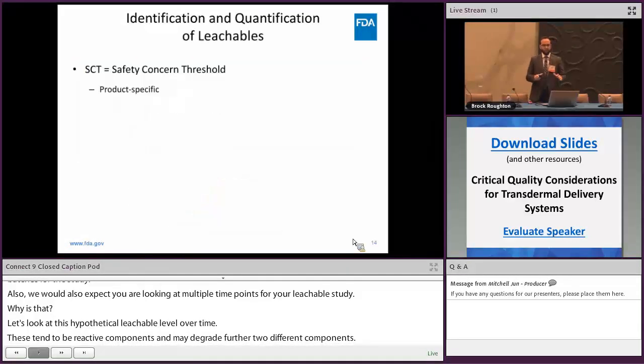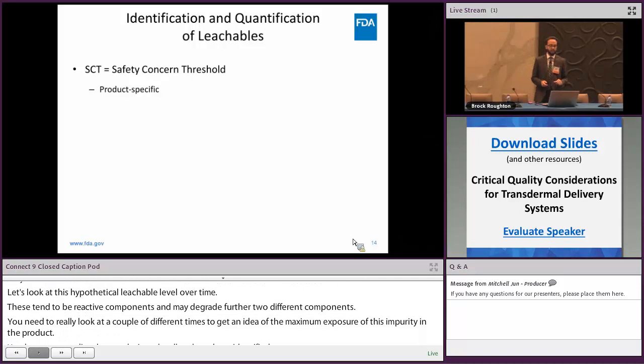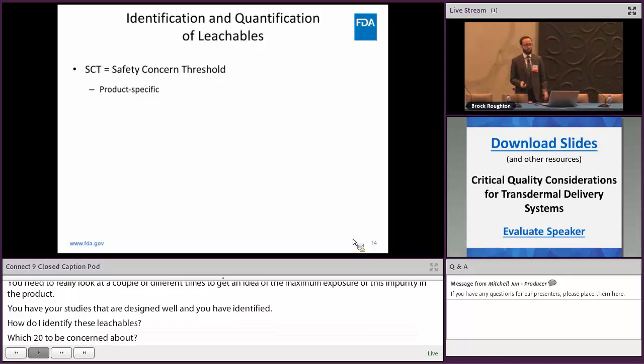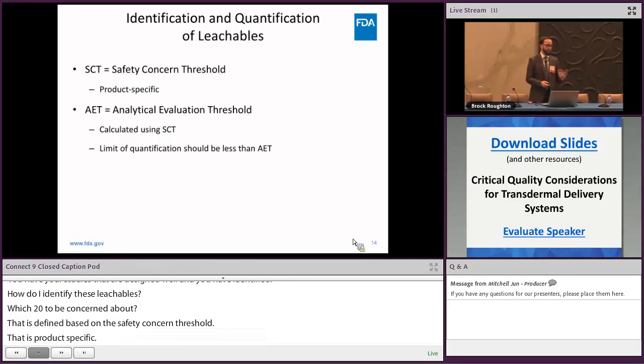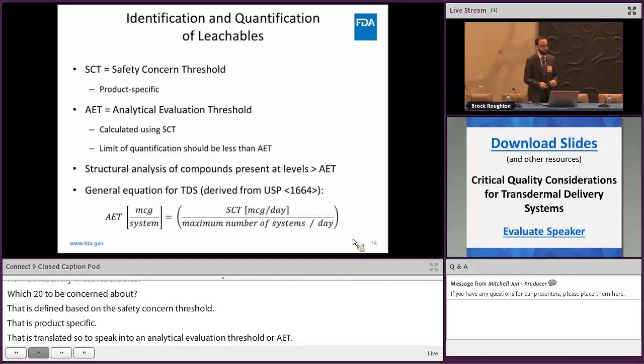So, you have your studies, they're designed well, and you've identified leachables, and you want to say, okay, how do I identify these leachables? Which ones do I need to be concerned about? And that is defined based on the safety concern threshold, and that is product specific. And that is translated, so to speak, into an analytical evaluation threshold, or AET. And so you want to make sure that your methods can detect at a low enough limit to the AET at least. And then anything that you're detecting above the AET, you need to identify and provide a structural analysis of that compound. So for your reference, here's just a general way to convert from the SCT to the AET for a transdermal system.